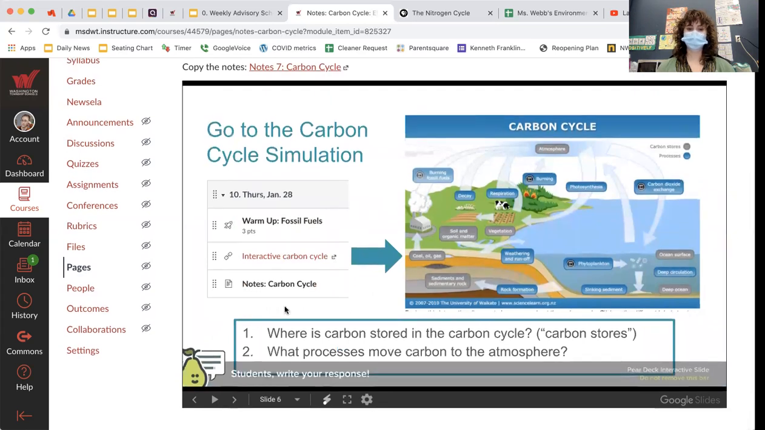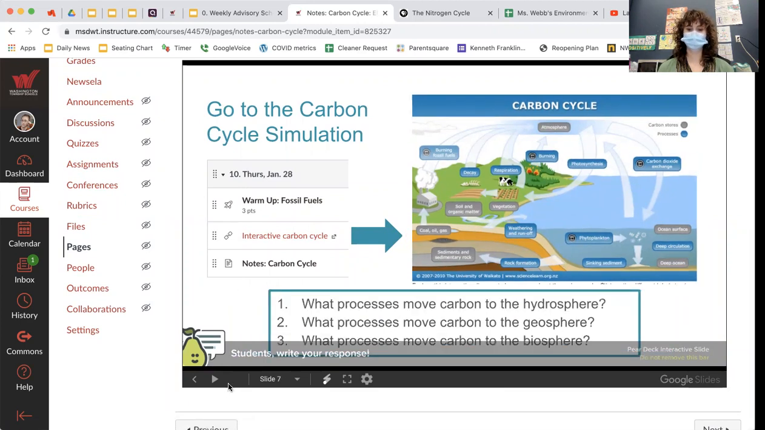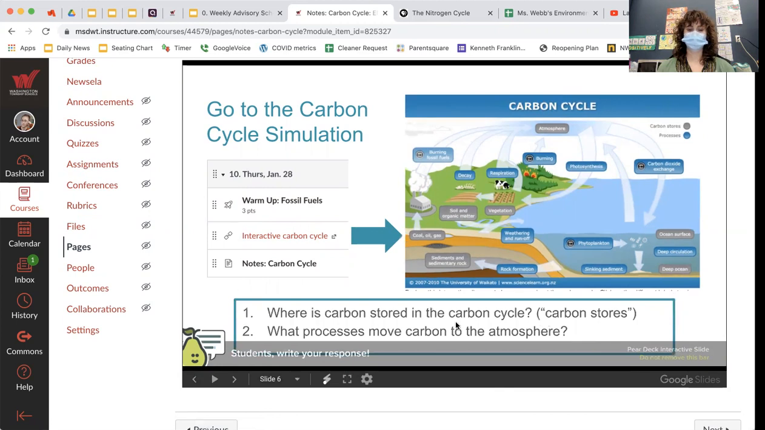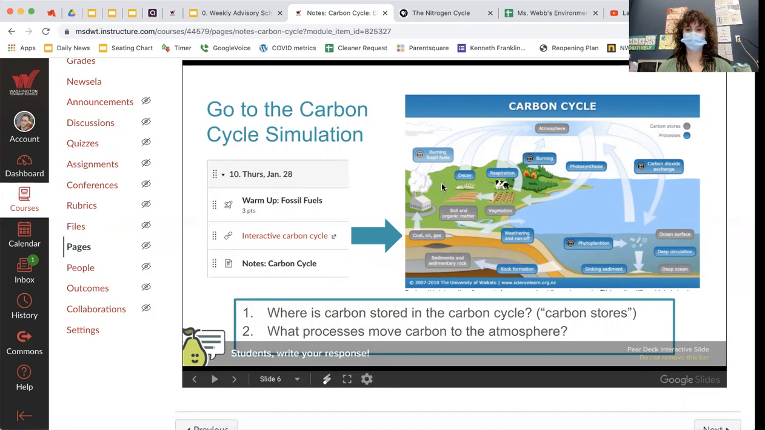Okay, so you have a little interactive carbon cycle simulation. I'd like you to click on this link in the module and explore all the different ways that carbon moves around the Earth. Here are some questions that I'd like you to think about. Where is carbon stored in the carbon cycle? What are the carbon stores? Those would be the gray ones, so look at all those places where carbon is stored. The blue ones are the processes that move carbon, so these are ways that carbon moves from one gray store to the other.